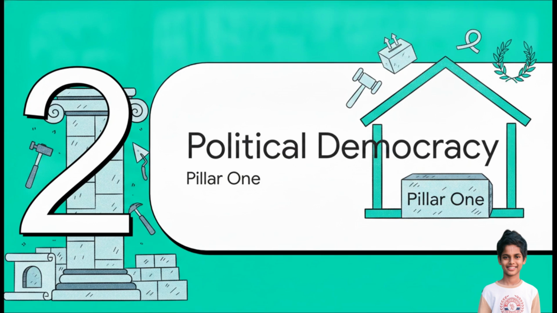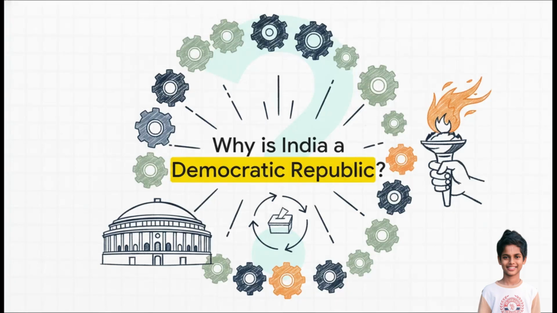Pillar 1, political power. All right, so we're building the first pillar of our giant house of democracy right now, the political pillar. And here's another absolute classic, guaranteed to be on your test kind of question to keep you on your toes. Why is India called a democratic republic? We know the democracy part, but what does that word republic actually add to the mix?